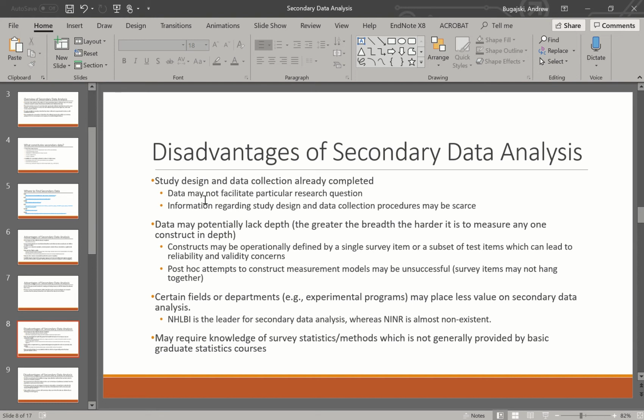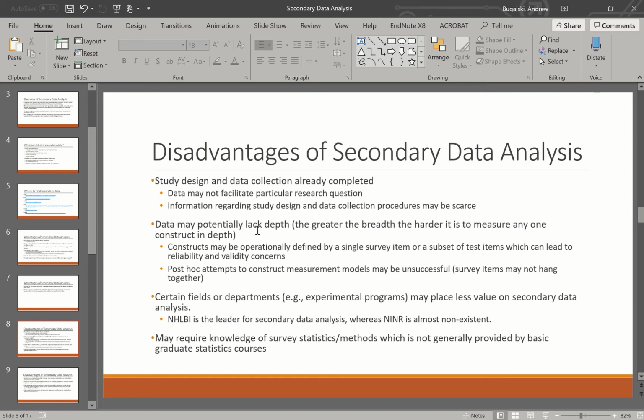Well, with that comes disadvantages, right? So the study design and data collection have already been completed. So if they used a double-blind RCT and you're looking at something where you need a little bit more leeway in your research question, the data may not facilitate that research question. Information regarding study design and data collection procedures may be scarce. It just might be a data set. You'll have no clue how they collected it, when they collected it. The procedures can, by and large, be blank, which really makes your life a lot harder in the prep work.